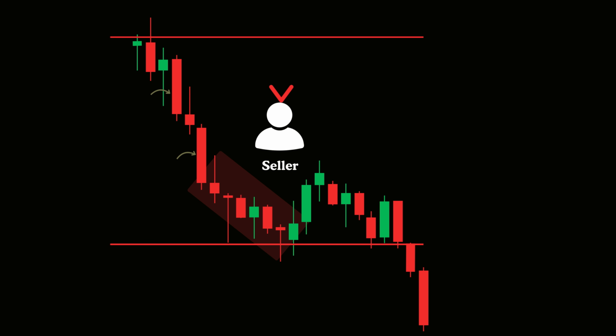That's why it's crucial to understand the psychology of buyers and sellers behind each candle and candlestick pattern that forms on the chart. Only then can you avoid getting trapped in false moves.